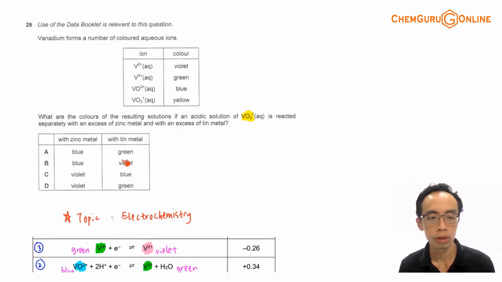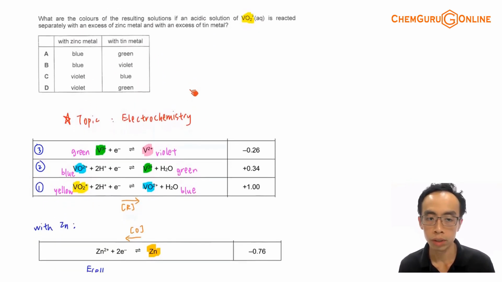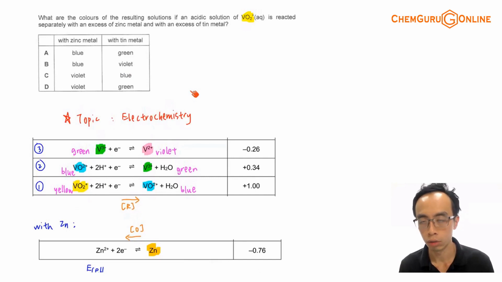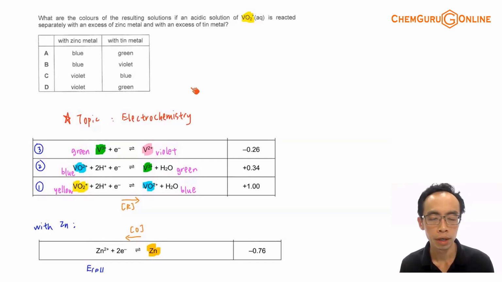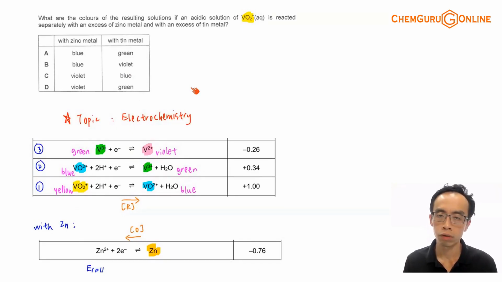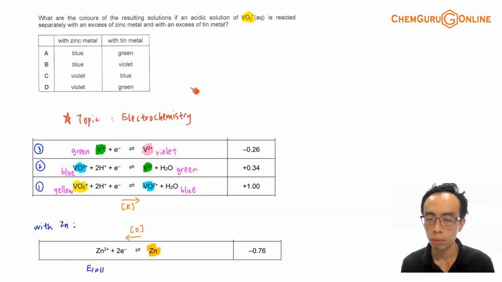And I have 4 different permutations, and we will see what is the final solution, what is the color of the final species. The topic tested in this question is fairly straightforward. It is under electrochemistry. Determining the feasibility of the reaction basically is to determine what is the extent of the redox reaction. Since you're throwing in metal, zinc metal, tin metal, metals undergo oxidation and therefore they're reducing.